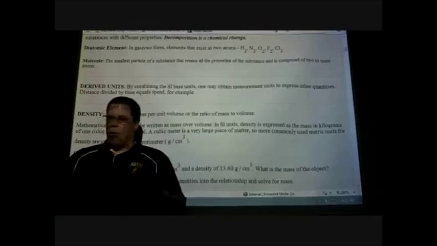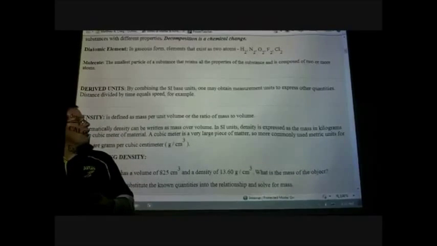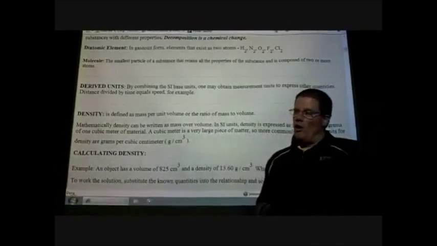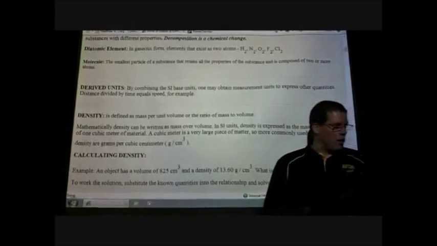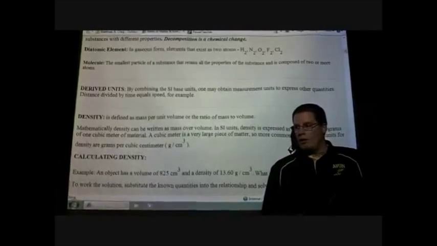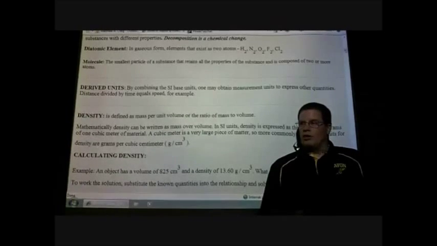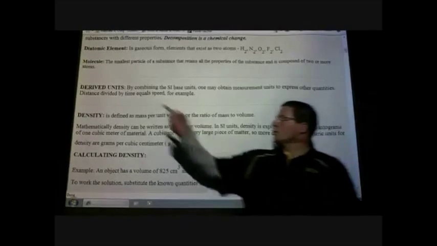First thing I want to talk about is derived units. And again, when we talk about derived units, we have quite a few derived units in science, and some of you may already use derived units, you just don't realize it. In other words, if Terre Haute is about 65 miles from here, and it takes me 1 hour to get there, what is my rate of speed? 65 miles per hour. That's a derived unit.